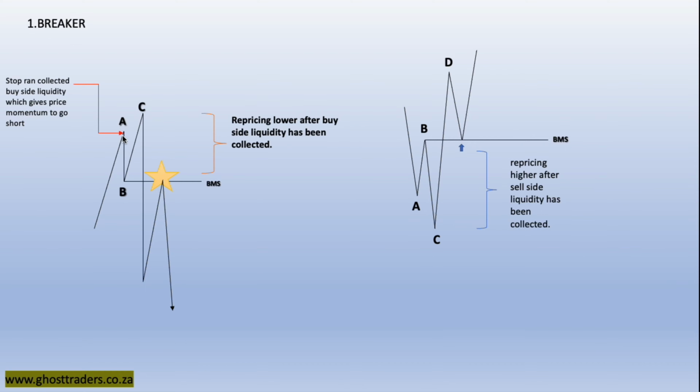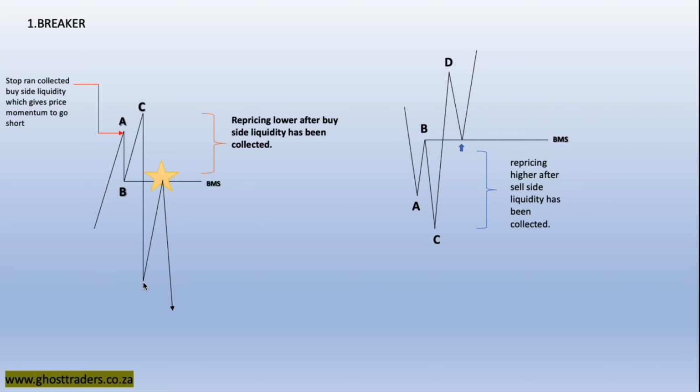We need to have a high, okay? And then we need to have a higher high. After that higher high has been formed, we need to see price pushing down, taking out this low here, creating a lower low, okay? So that structure, once we have such, it then qualifies now to be called a breaker structure, okay?